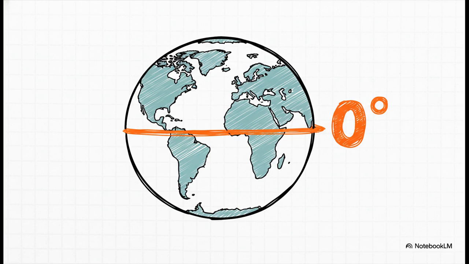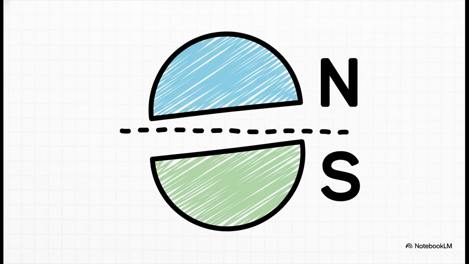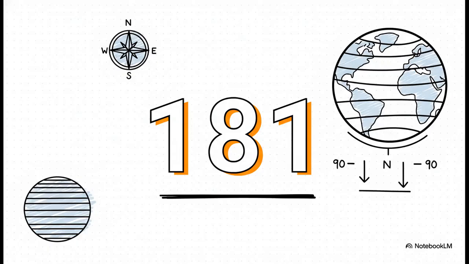Now, which 2 hemispheres does the equator create? It sure does. It splits the world into a top half, the northern hemisphere, and a bottom half, the southern hemisphere. All right, a numbers question for you. How many lines of latitude are there in total? 181. I know, it might seem like a strange number, but it's 90 lines going north, 90 lines going south, plus the equator itself right in the middle.